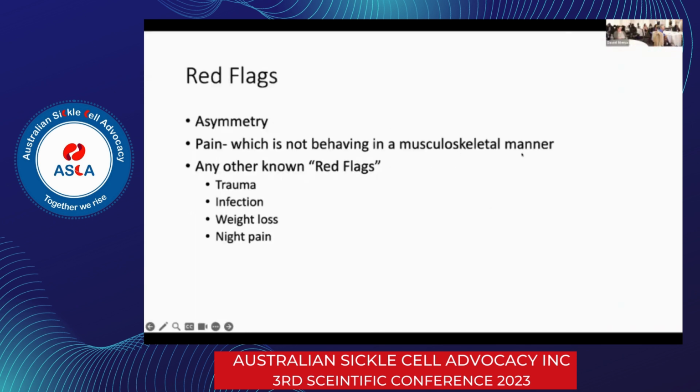Some red flags we worry about as an orthopedic surgeon looking at patients with bone pain or with sickle cell is asymmetry. Things that are benign are often symmetrical and often self-limiting, but if it's asymmetrical, then we do get worried. Often classic musculoskeletal type pain is nothing to worry about, but if it's out of proportion or it's not behaving like a typical musculoskeletal one that responds with rest and responds with simple anti-inflammatories or simple analgesics, then you do think of other things. If the pain they have is related to a trauma or infection, or there's weight loss or night pain, that can be a red flag as well.